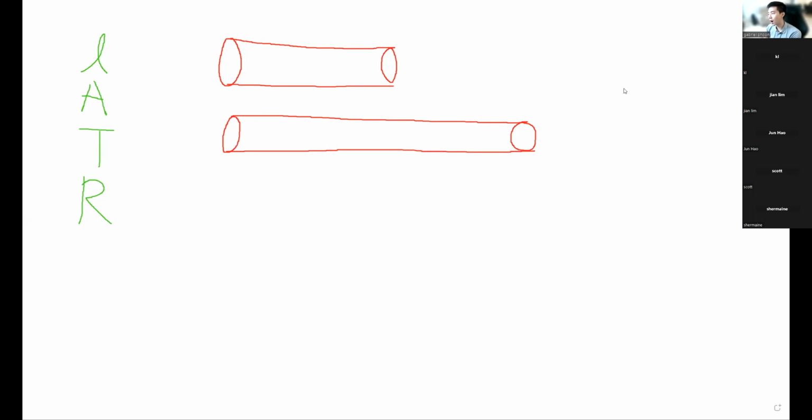Tavish, if you were to take a wild guess, do you think the longer wire will have a higher resistance, or do you think the shorter wire will have a higher resistance? Which one is your pick? The longer one. Good, excellent. Why do you think the longer wire will have a higher resistance?